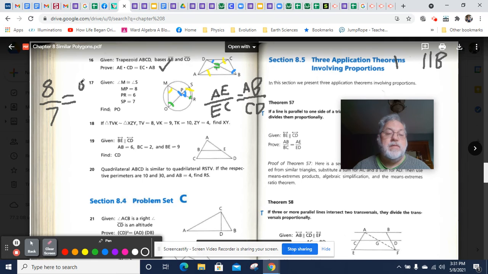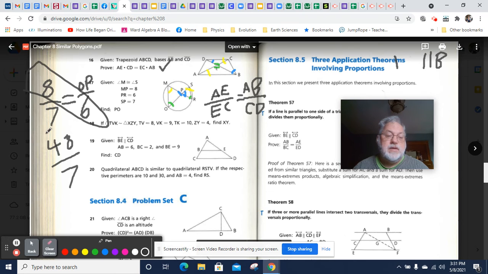So OP, that's our missing one, is to PR, which is 6. We can use the product of the extremes and the product of the means. So 8 times 6 equals 7 times OP. Ultimately it'll end up being 48 over 7. We'll end up doing 8 times 6 divided by 7, which will equal OP, and you'll have it once you've worked all that out. I'm not going to finish working that out; I'll let you do that on your own.